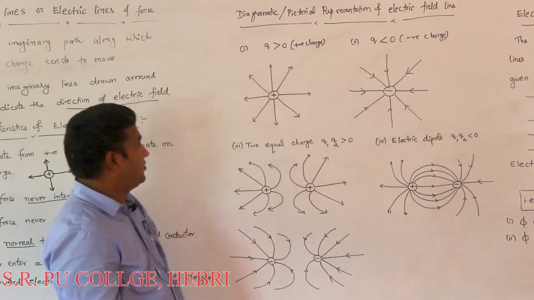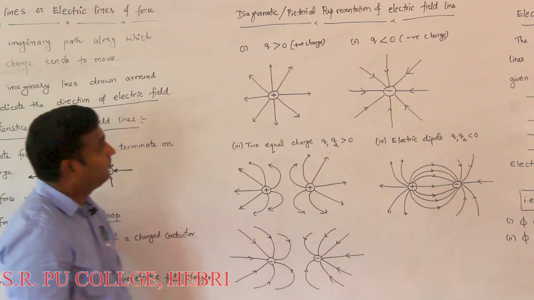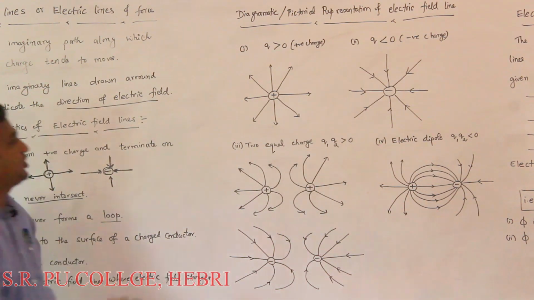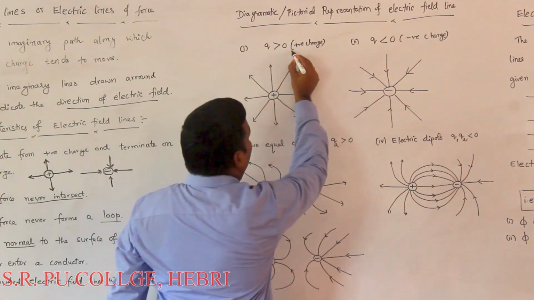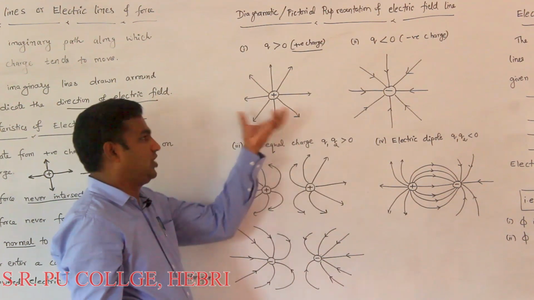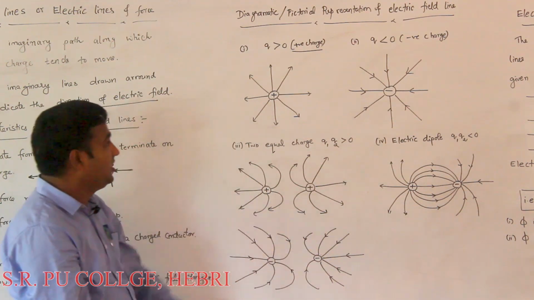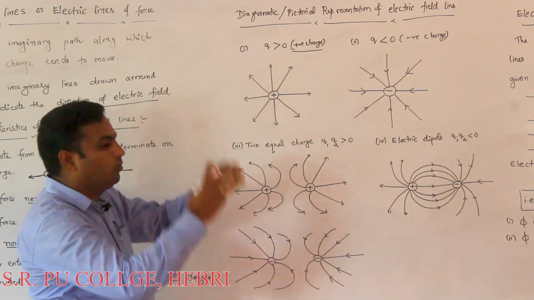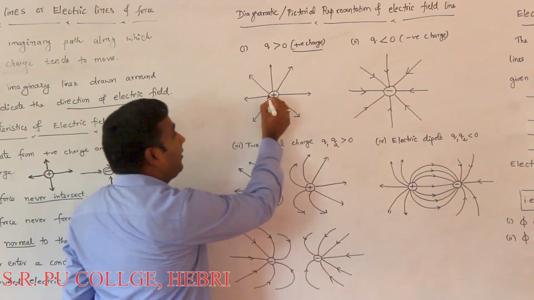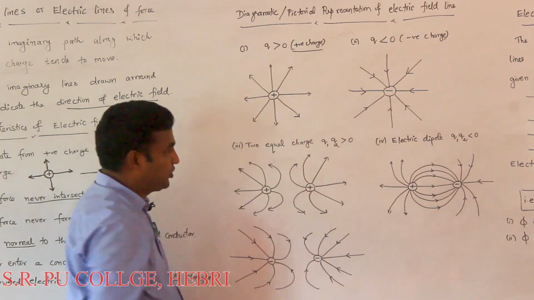First case is if I take Q greater than 0. That indicates that the nature of charge is positive. I already told that for a positive charge the electric field lines are coming out, which is nothing but providing an outward direction. That's why around a positive charge, lines of force are outward, it is the representation of a positive charge.